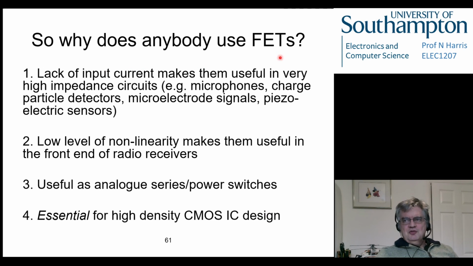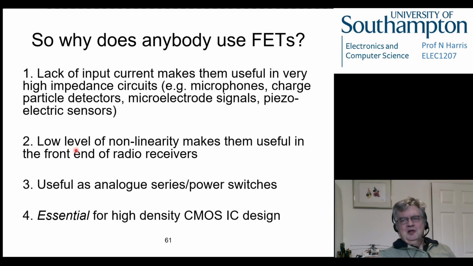So if they're so rubbish at gain, why does anybody use them? Well, here are some reasons. Lack of input current. Remember, no current goes into the gate of this. That makes them useful in very high impedance circuits: microphones, charge particle detectors, microelectrode signals, piezoelectric sensors, all these things that have a high output impedance. Feeding them into a FET amplifier is really useful, and you find them in the front end of all oscilloscopes, for example, because you don't want any current going into your oscilloscope when you measure something. But we'll talk about that as well going forward. That's really useful.